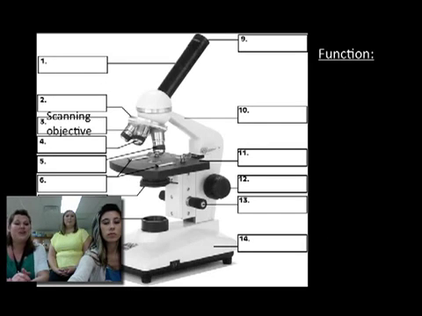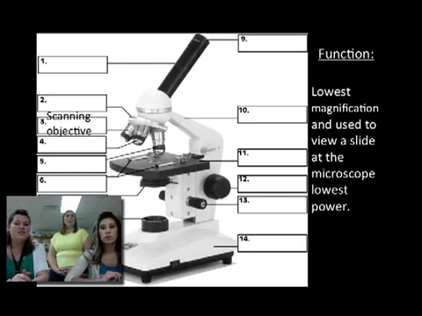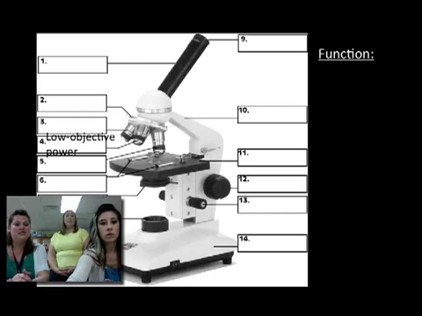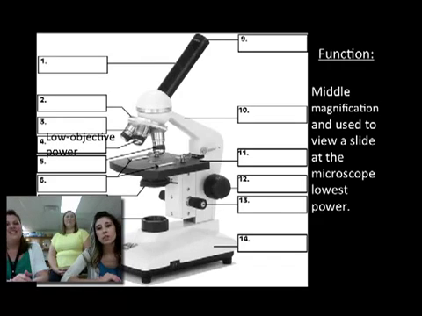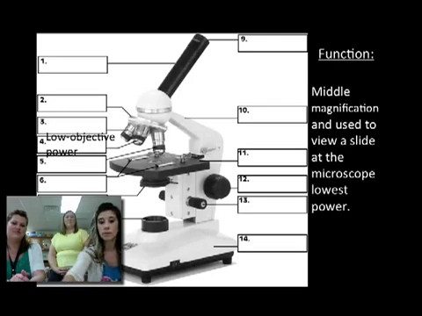Next we have the scanning objective. It's the lowest magnification and used to view a slide at the microscope's lowest power. And this is the objective that you should always start with. Yes, that is true. All right, this is the low power objective, and the color of the objective is yellow. It's our middle magnification, and we use it after our scanning power if we cannot see what we're trying to look for.